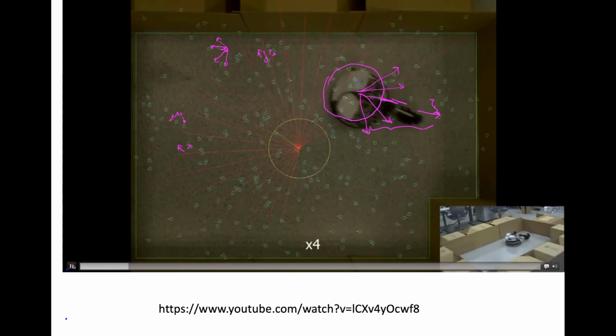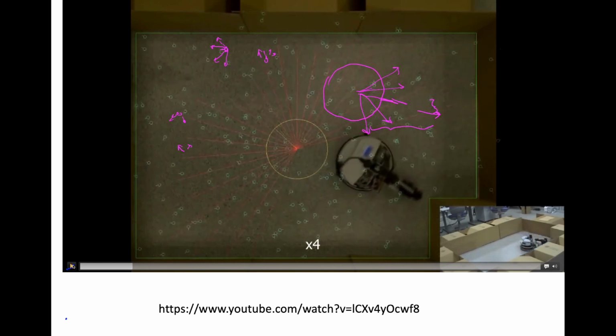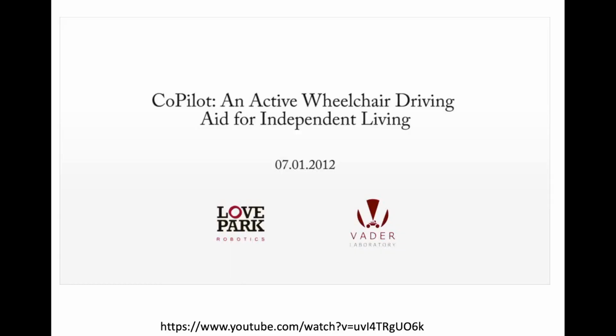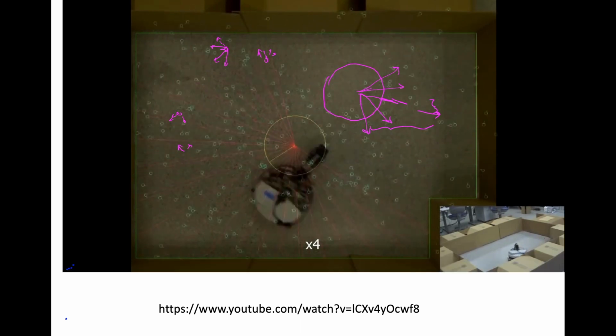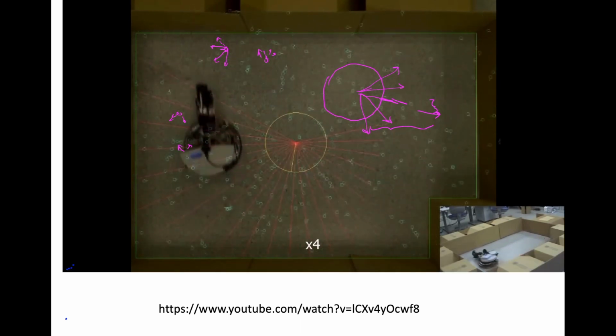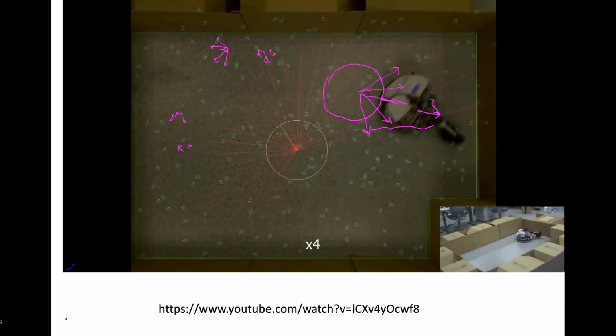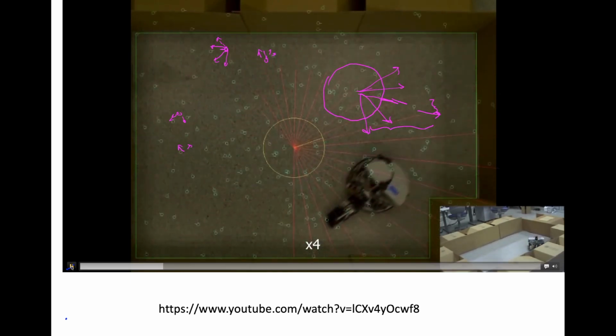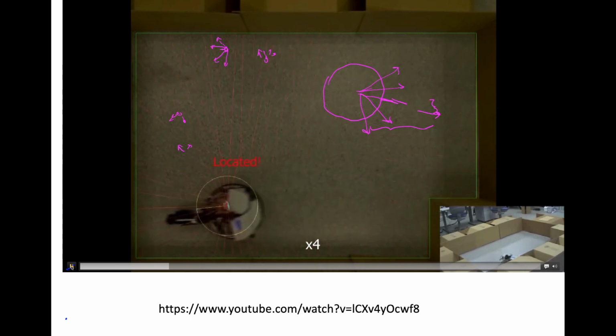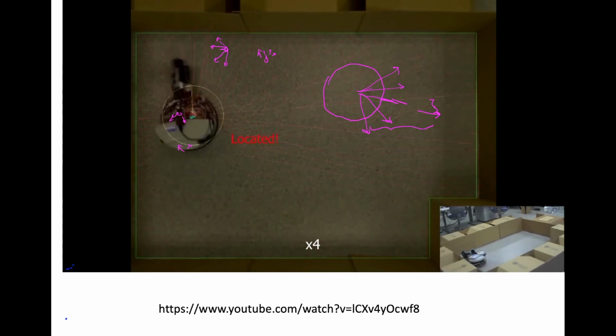So let's take a look at this. You'll see here each one of those so-called particles is moving around. They move around, and the robot doesn't really know where it is yet, but then eventually it will converge onto the actual location. You'll see it. Now it's located successfully.